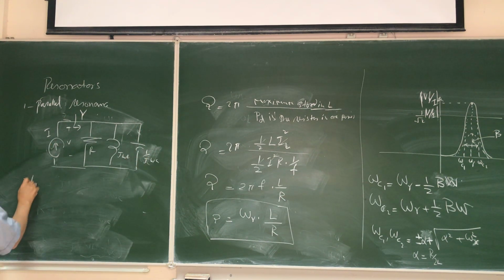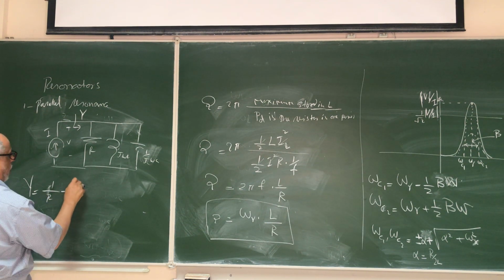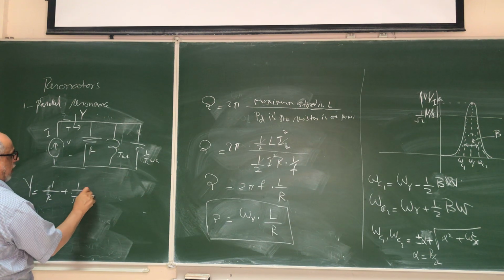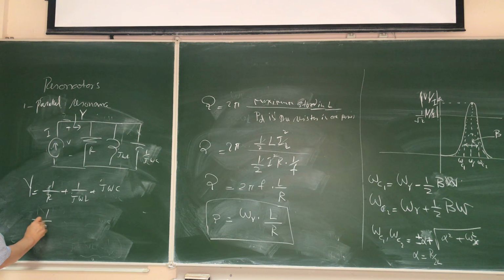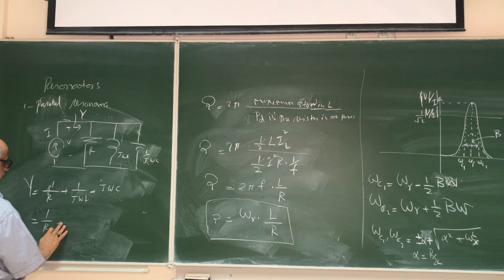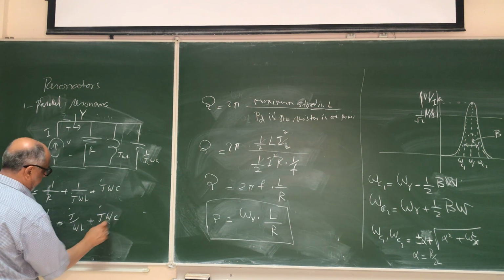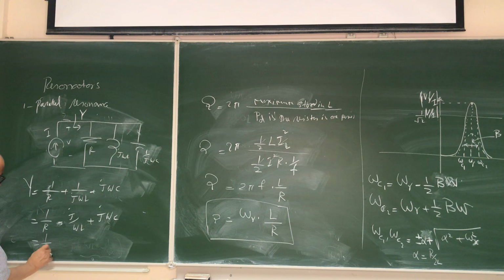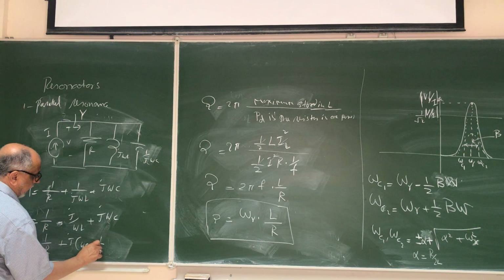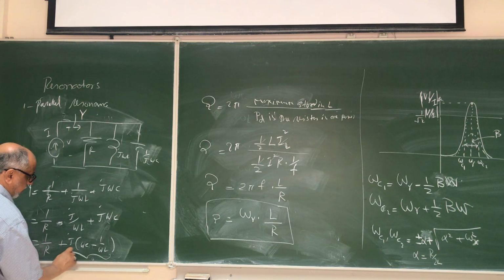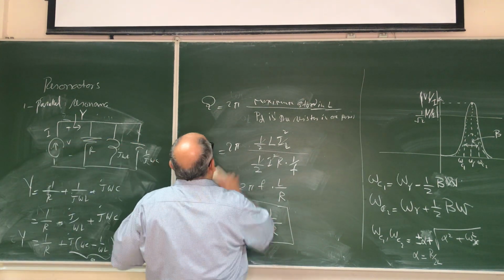So you can say Y equals 1 over R plus 1 over j omega L plus j omega C, right? So this is equal to 1 over R minus j over omega L plus j omega C. This can be written as 1 over R plus j times (omega C minus 1 over omega L). So this part should be set to 0 so that we have a pure resistive impedance.